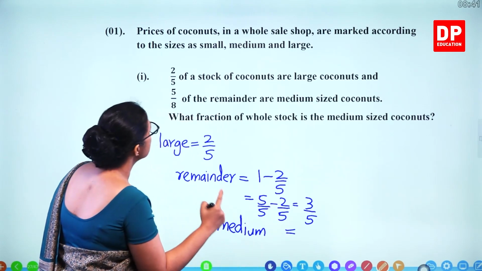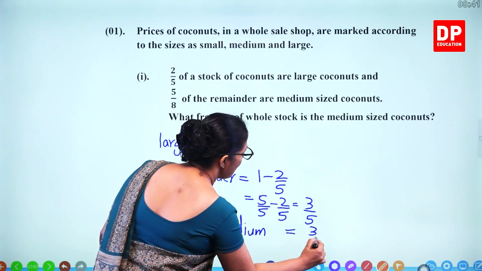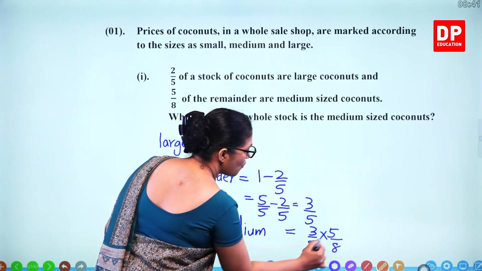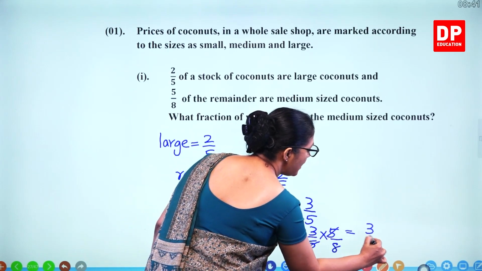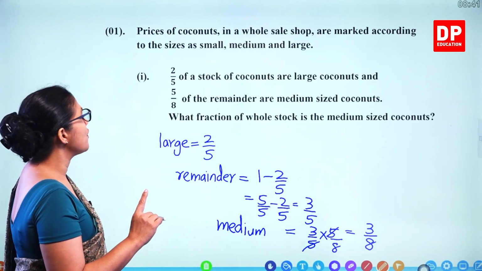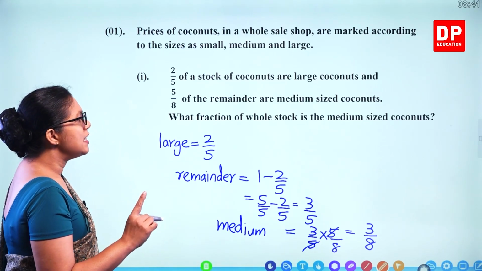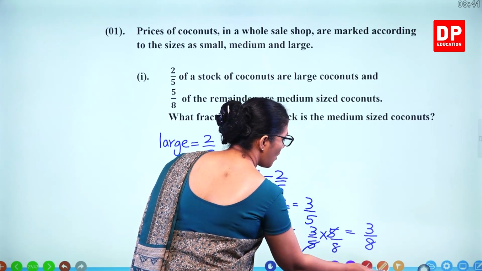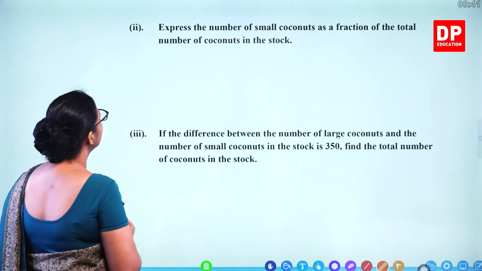Medium-sized ones are 3/5 into 5/8. So 5 get cancelled out. You get 3/8 of the whole thing are medium-sized coconuts. So what fraction of the whole stock is the medium-sized? 3/8. Now let's take the next part.